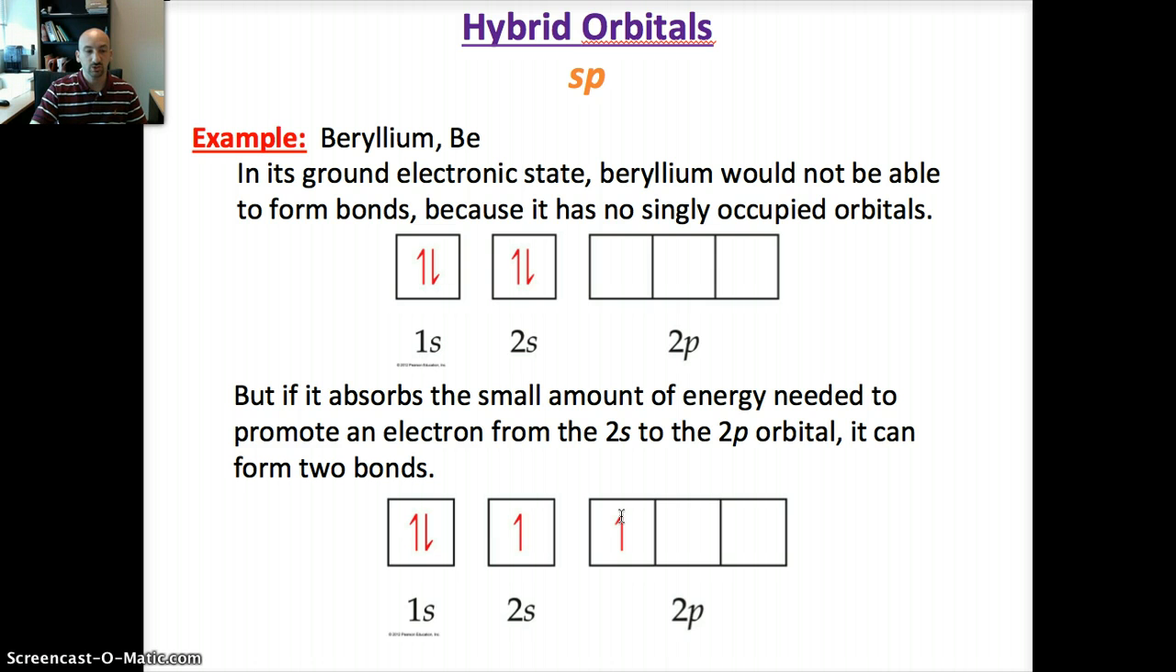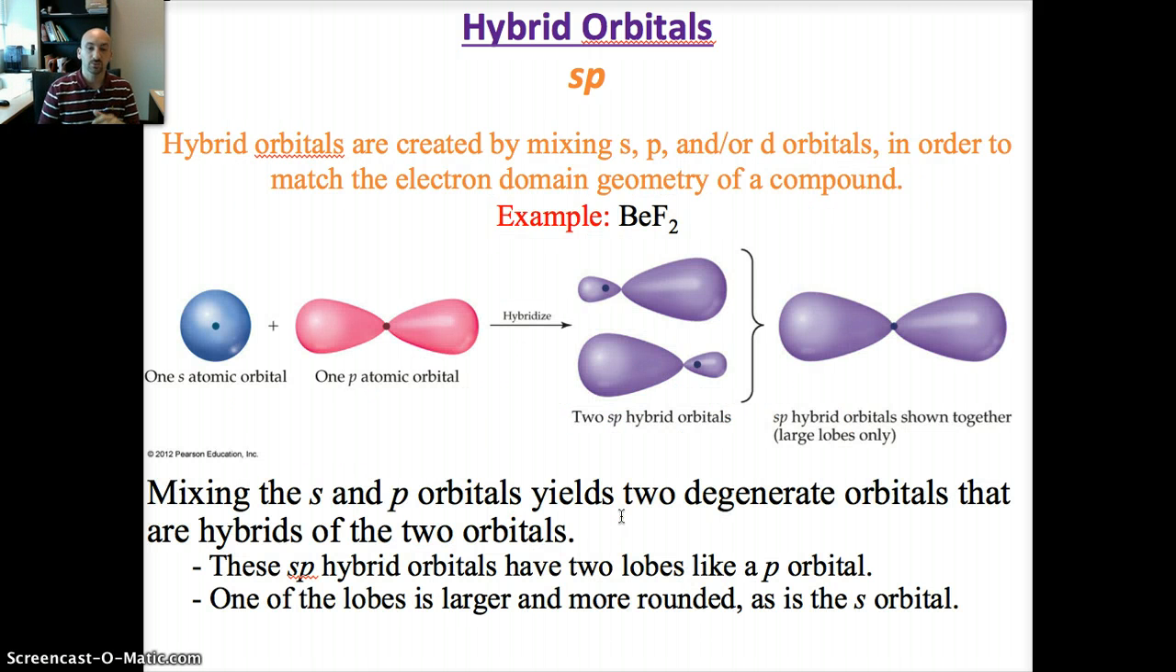However, one electron is in that 2s and the other is in the 2p, so they wouldn't be identical. So the 2s and the 2p orbital are mixed together to form what's called an sp hybrid orbital. We can take a look at that here. Here we have an example of BeF2.